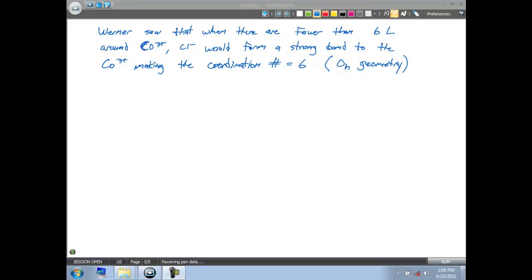So there's a couple things that I've introduced here, and one of them was coordination number. Essentially, what Werner did was he came up with 2 types of vocab words based on all these theories here. The first one is coordination sphere.